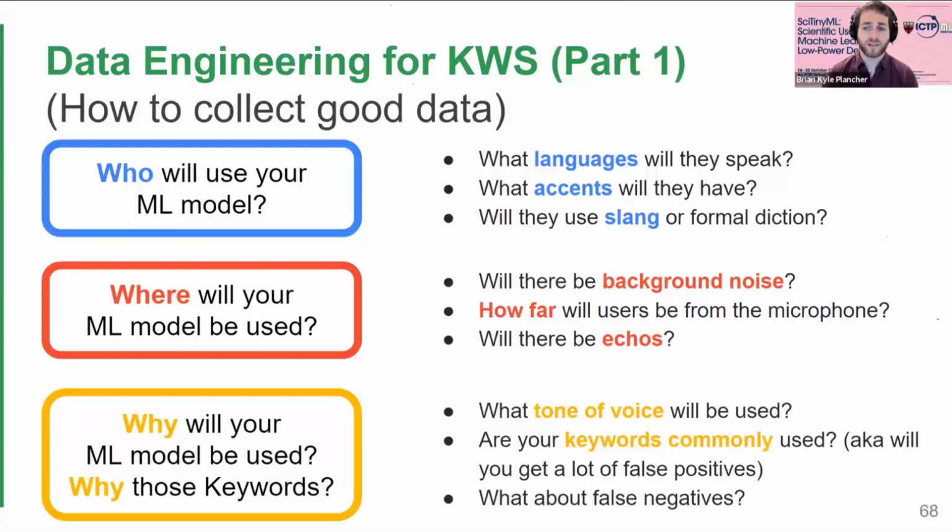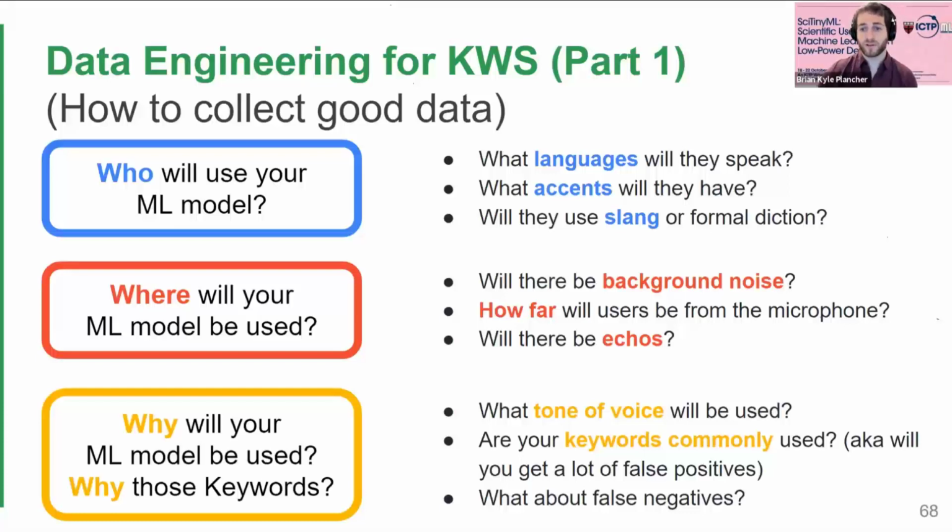And why are you picking the words that you're picking? If you choose as a keyword something like hello, that's probably said a lot. It'll probably false trigger a lot. You'll get a lot of false positives. But you also need to think about what amount of false negatives you are happy with. What happens if it misses the keyword? Again, if it's an emergency situation, that's a problem. So maybe then you need to spend a lot more time making sure you have really, really good examples.